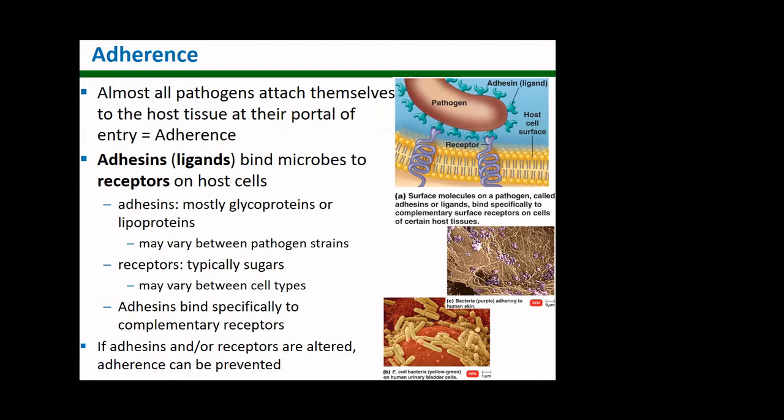Interestingly enough, if you can alter either the adhesin or the receptor, you can prevent adherence. And that's how some antibodies will work. Some antibodies will prevent the ligand from binding to the receptor by either binding to the receptor or binding to the ligand.